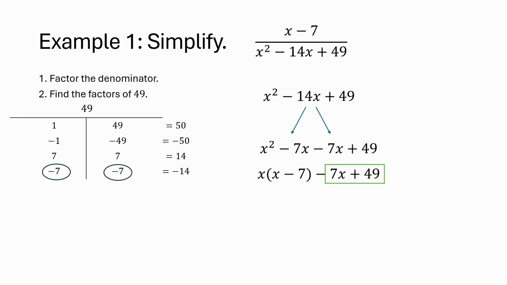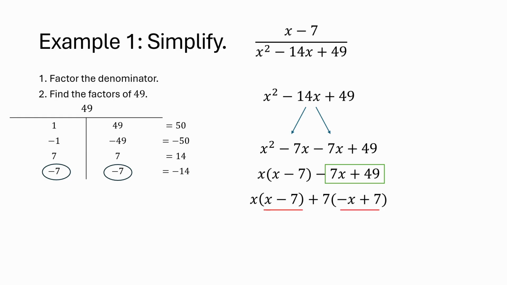Now I'm going to group the last two terms together, -7x and 49, and find the GCF of those two terms. The GCF would be a 7. When I factor out the 7, I will have a plus 7 outside of the parentheses, and on the inside will be -x plus 7. Now, when you factor by grouping, the two binomials need to match, and right now they don't match. They are very close to being the same, however they are opposite signs.